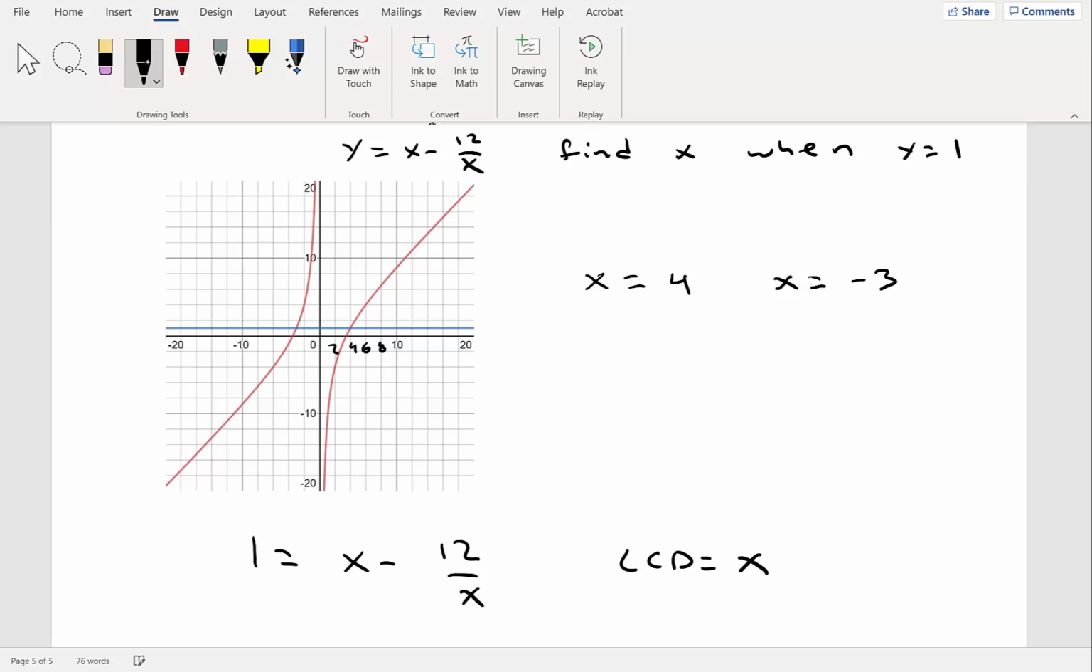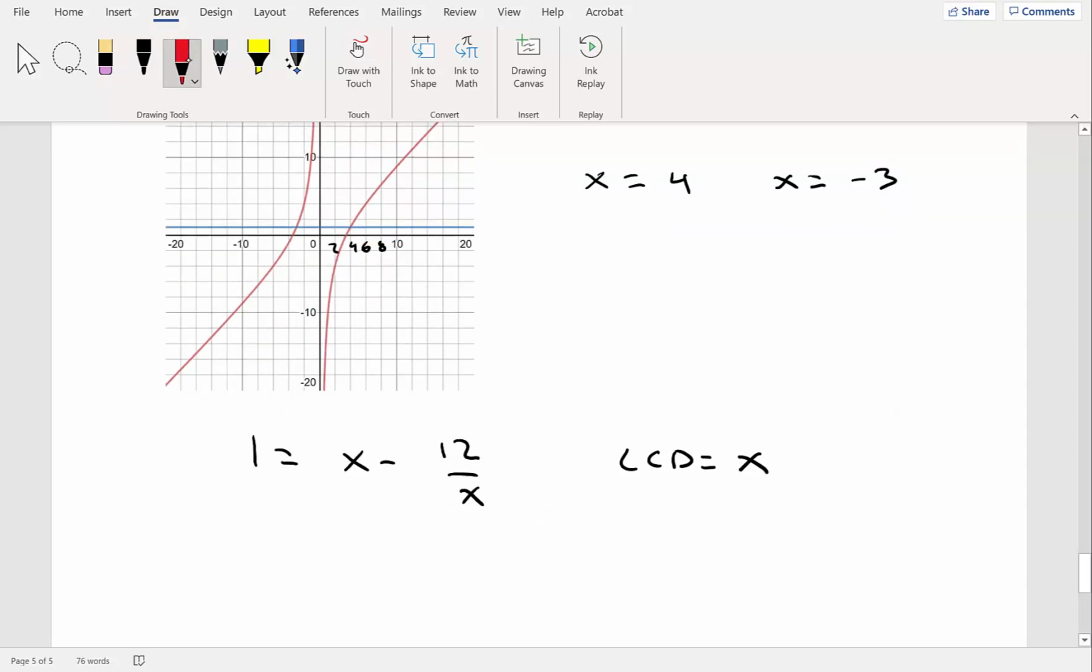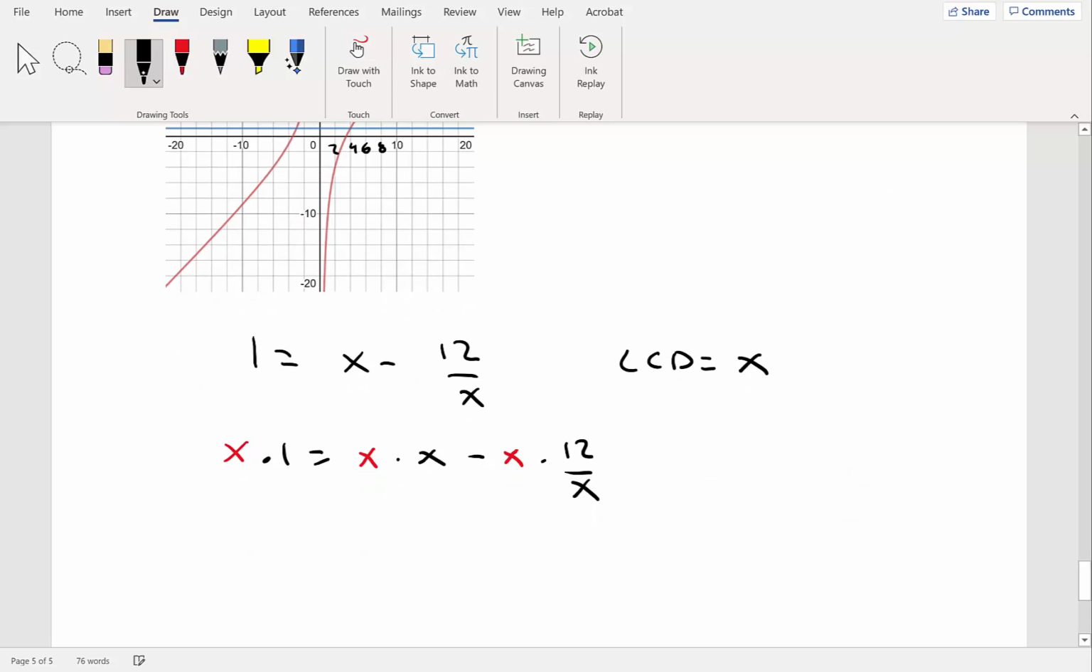So let's go ahead and multiply by our LCD. So in this case, our LCD is just x, since all we have is that one fraction and the denominator is x. So let's go ahead and multiply each side of the equation by x, and then we'll work it out. So we have x times 1 is equal to x times x minus, and then x times 12 over x. Okay, now let's write out what's left over. Well, x times 1 gives me x.